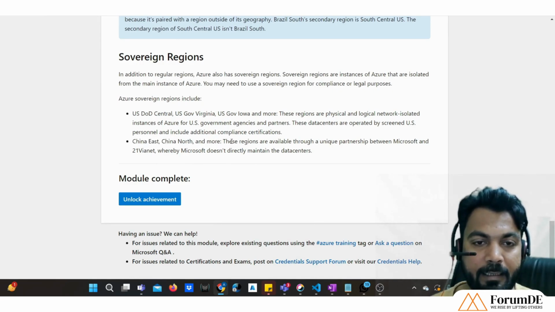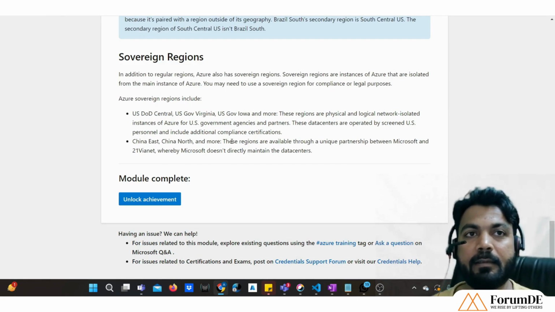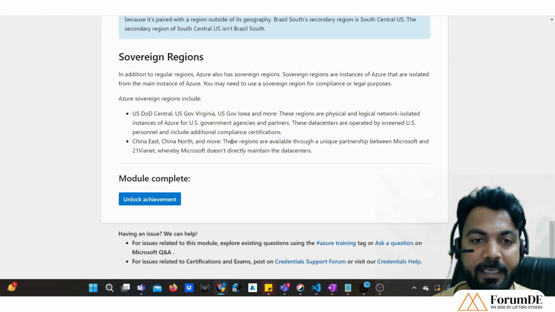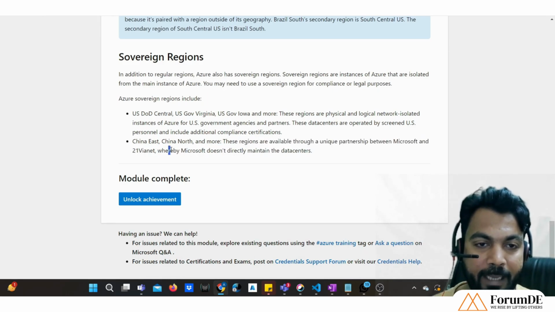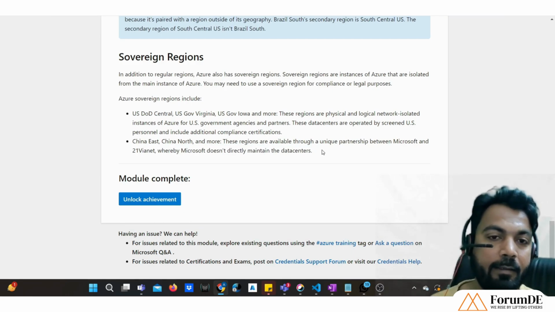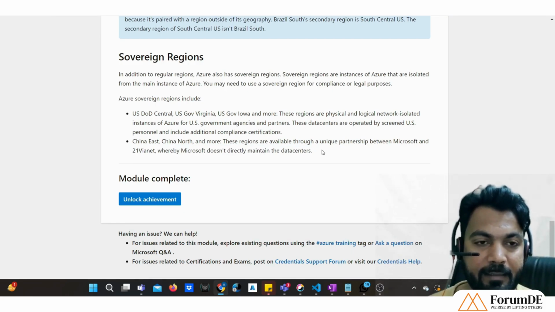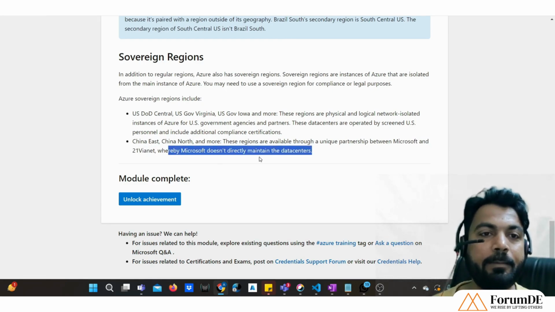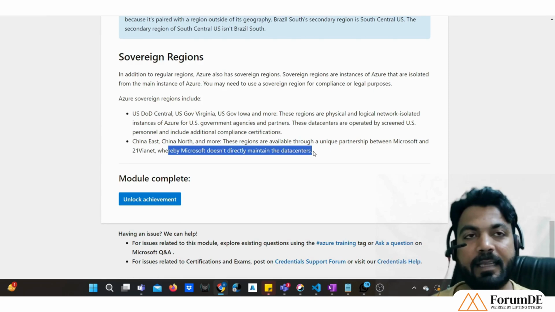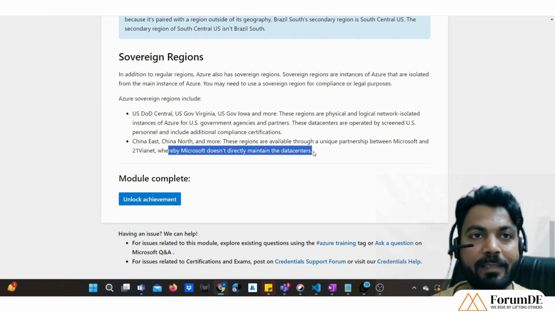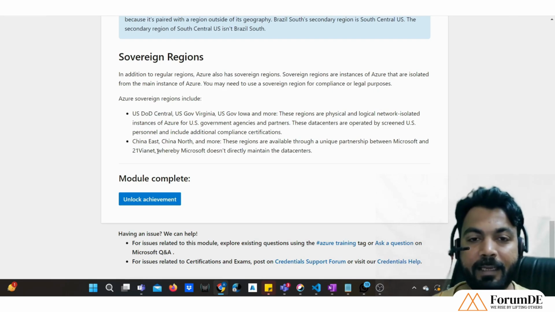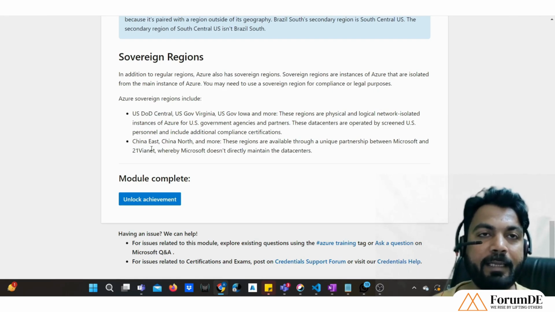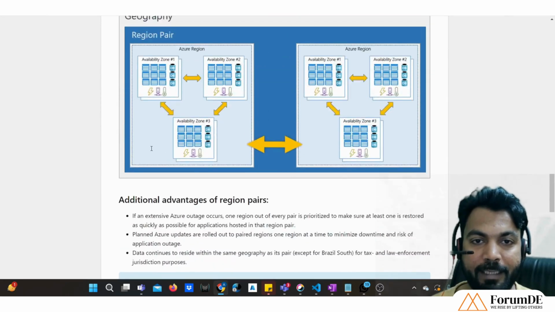You see here it is written: this region is for the Chinese government. These regions are available through a unique partnership between Microsoft and 21Vianet, where Microsoft does not directly maintain the data centers. As you know, China doesn't want to expose their data to the rest of the world, so there is a direct partnership between Microsoft and this company 21Vianet, and Microsoft is not maintaining those data centers.